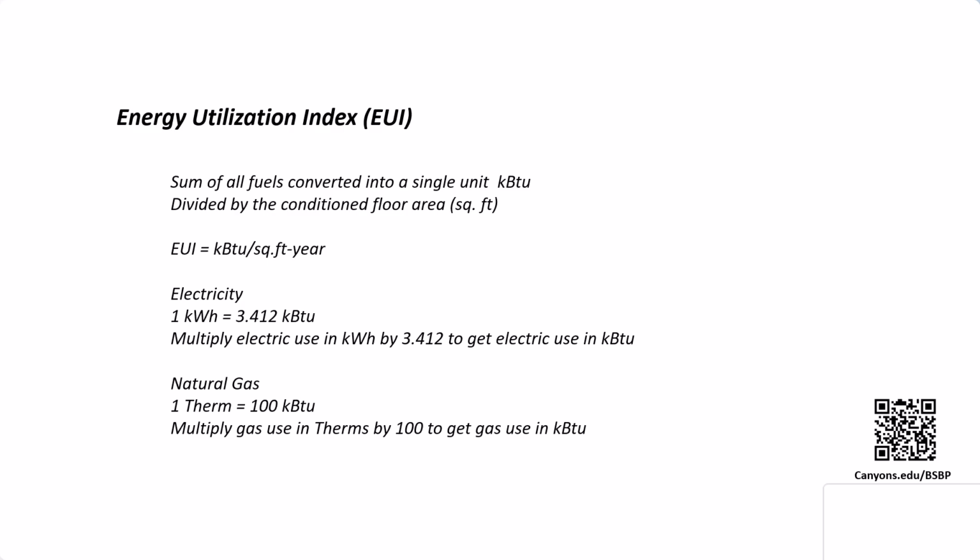On this slide, I show you the simple way of how to do this. The EUI is the kBTU per square foot per year. For electricity, we take the kilowatt hours. 1 kilowatt hour is equal to 3.412 kBTU. So we multiply the electrical use in kilowatt hours by this number, 3.412, to get the electric use in kBTU. For natural gas, which is billed in therms, 1 therm is equal to 100 kBTUs. So we simply multiply the gas use in therms by 100 to get gas use in kBTU.